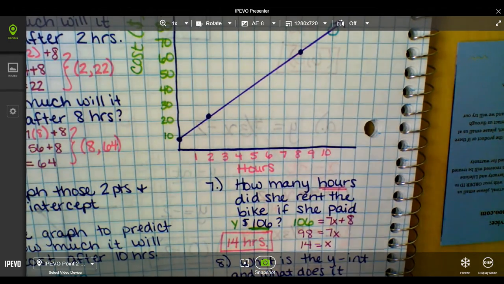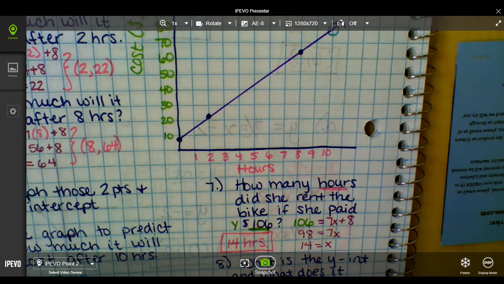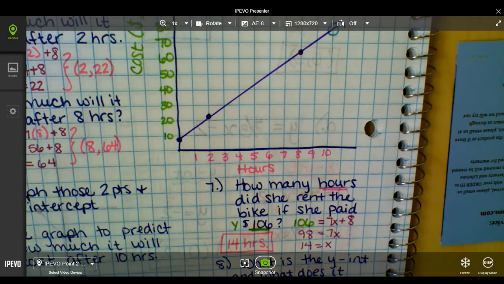So again, this is just like plugging it in. Like those first few examples that you did on your study guide, where it gave you an X and you're solving for Y, or it gave you a Y and you're solving for X, it's the same exact thing. It's the same exact math. It's just that now you are determining what it actually means in terms of this problem.